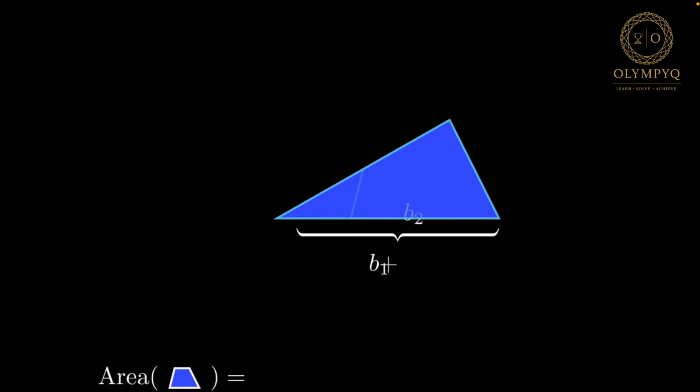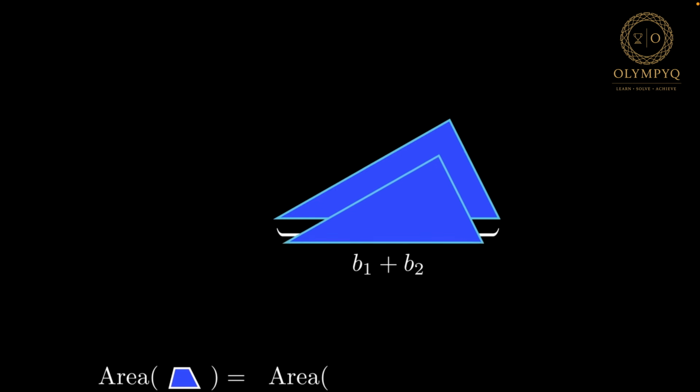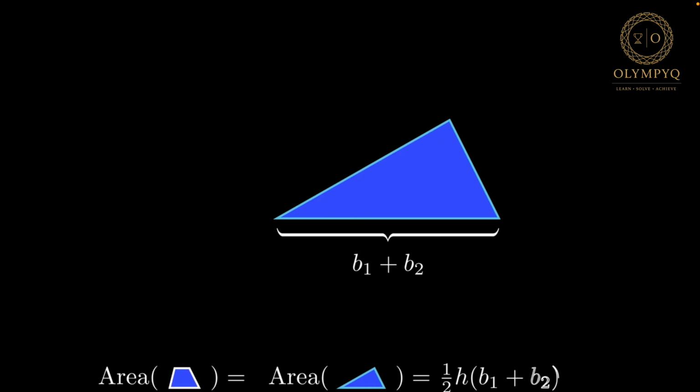The new base of the figure becomes b1 plus b2. Now the trapezoid has been transformed into a triangle with a base b1 plus b2 and a height h. The area of the triangle is equal to 1/2 times (b1 plus b2) times h, which means the area of the trapezoid is exactly the same.